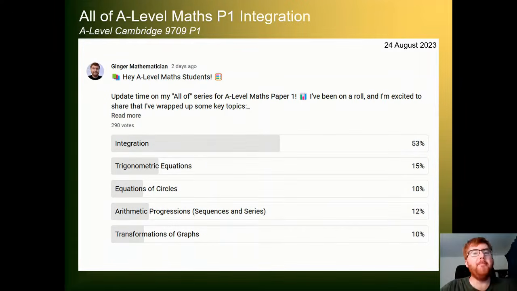So I put out a poll very recently about which topics you want me to go through for paper 1, and you can see by a whopping majority here, 53% compared to the other 4 topics I put out there, you want more calculus. You've made that very clear from what we just did on differentiation and moving on to integration. So that's exactly what we're going to do today.